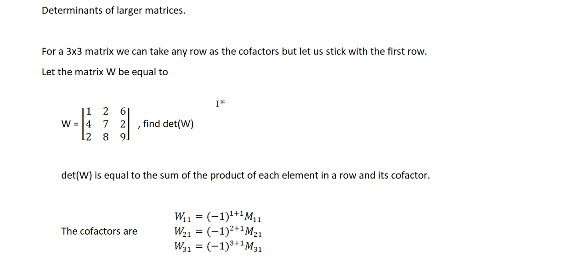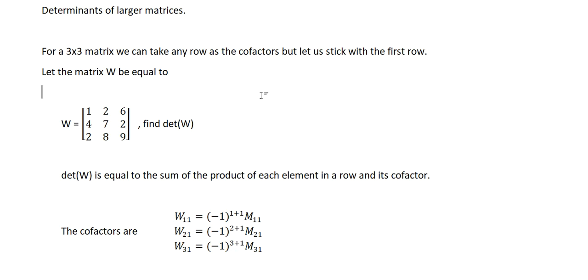Now for larger matrices. For a 3 by 3 matrix, we can take any row as the set of elements that we're going to multiply, and then we're going to multiply those by their cofactors. Now, a cofactor is minus 1 raised to a power. Remember that if the power is even, minus 1 times minus 1 is going to be 1. But if it's an odd power, it's going to end up as minus 1. So we're going to have this alternating sign in our cofactors.